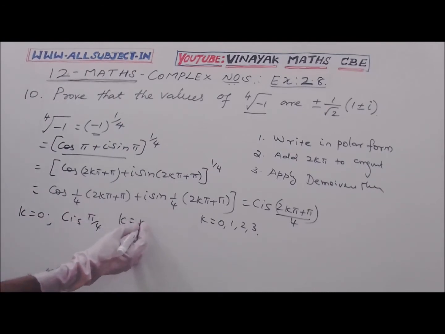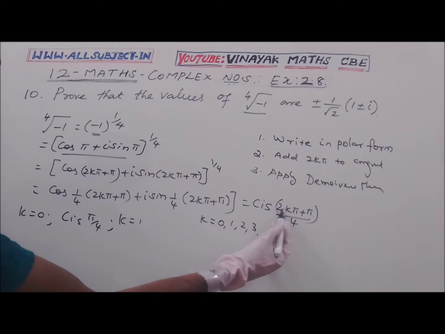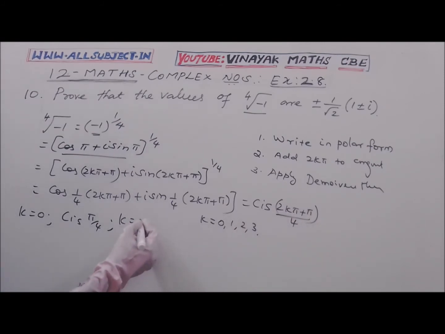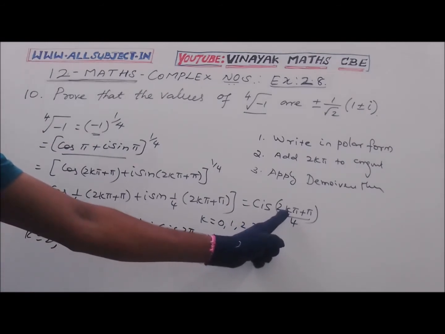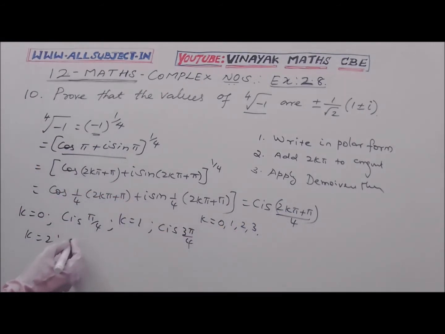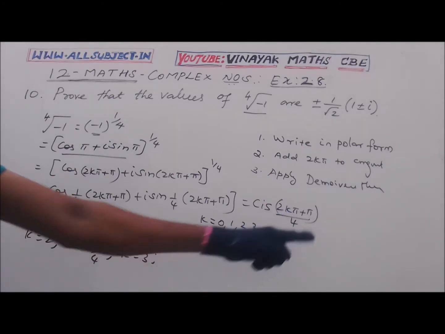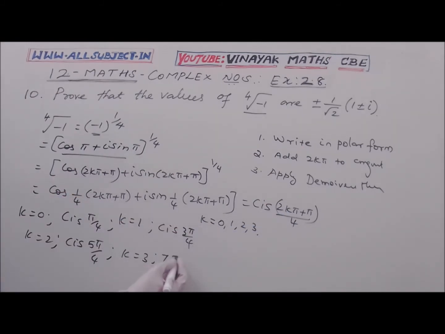When k equal to 1, substituting in it, 2k pi is 2 pi, plus pi, 3 pi by 4. So it will be cis 3 pi by 4. And k equal to 2, 2 twos are 4, 4 pi plus pi is 5 pi, so cis 5 pi by 4. And k equal to 3, here 6 pi plus pi is 7 pi, so that is equal to cis 7 pi by 4.